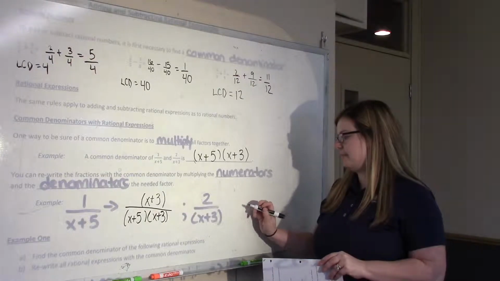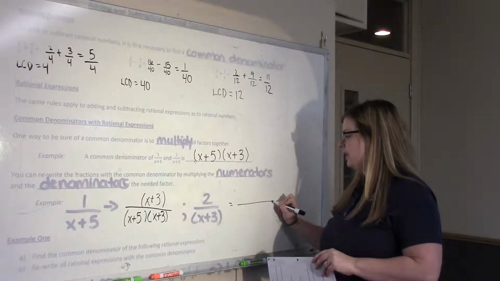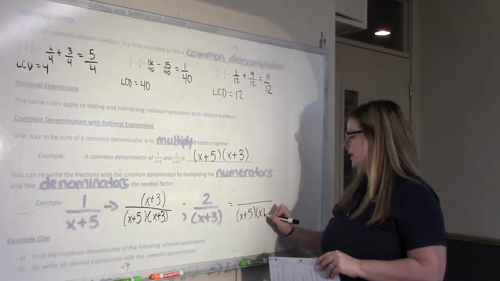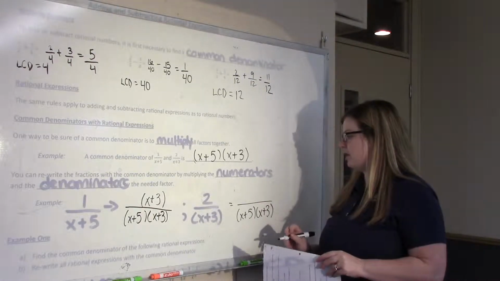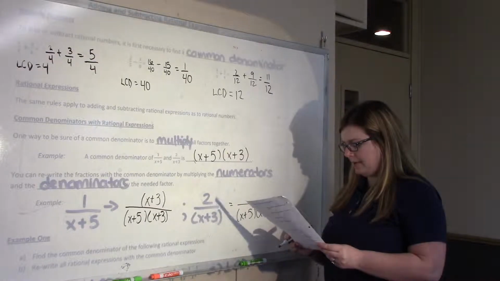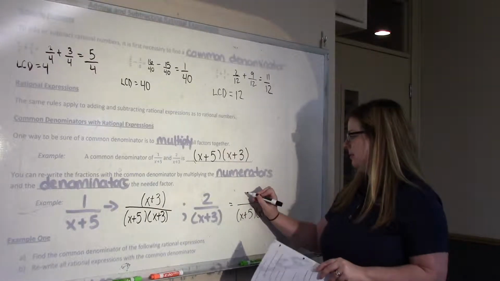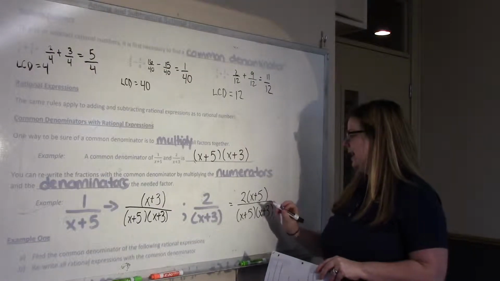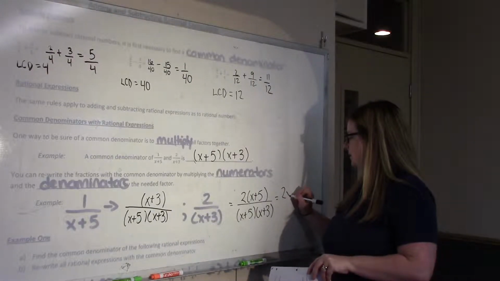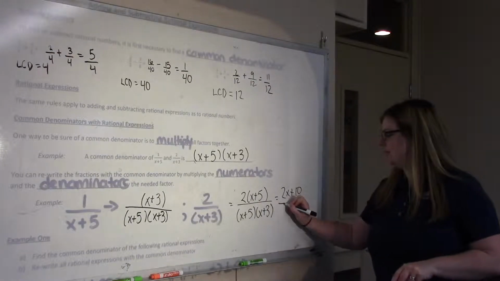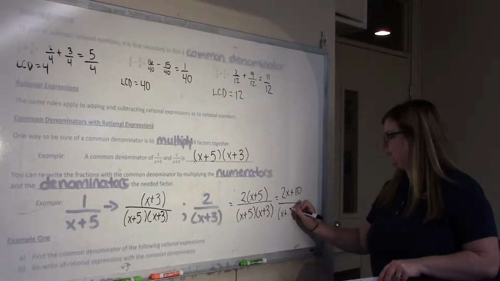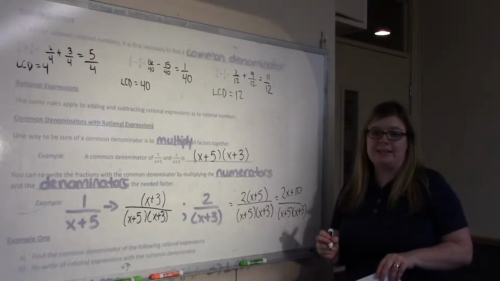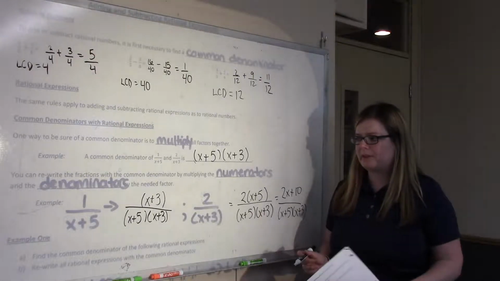Now 2/(x+3), again, you want to rewrite it with (x+5) and (x+3) as the denominator. So I would need to multiply the numerator by x+5. Okay, now this can be expanded to 2x+10 over (x+5)(x+3), but you may not always need to do that. Okay?